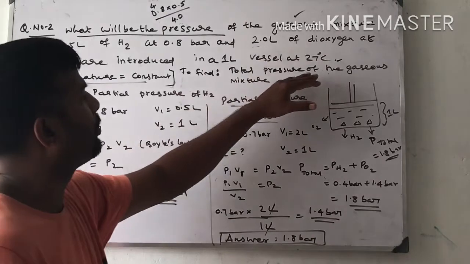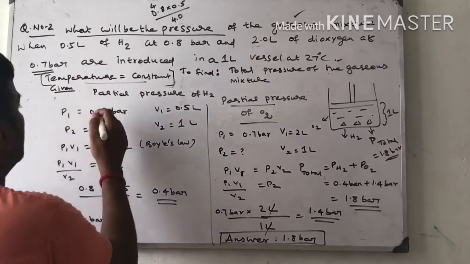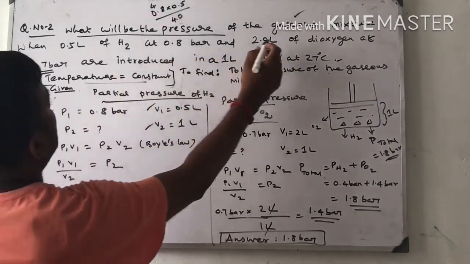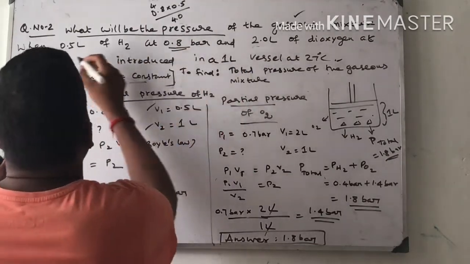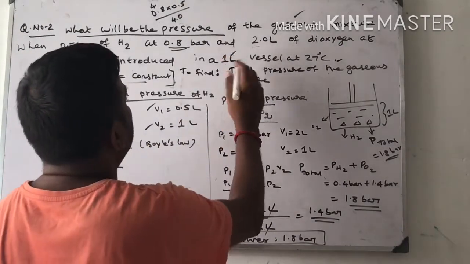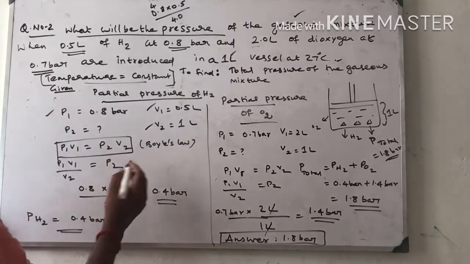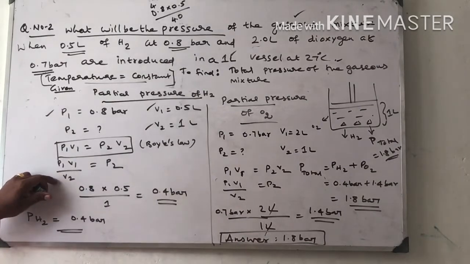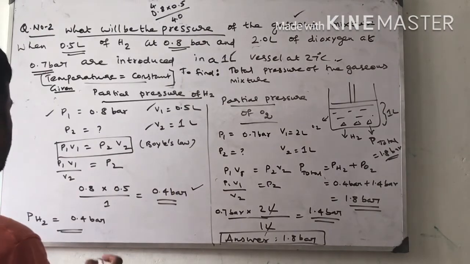To find the total pressure of the gaseous mixture, given the partial pressure of H2: P1 given, V1 given, V2 given. P1 is equal to 0.8 bar, V1 is equal to 0.5 liter, and P2 we don't know, V2 is equal to 1 liter. So we substitute and simplify. The formula is P1 V1 is equal to P2 V2, equal to a constant. So P2 is equal to P1 V1 by V2. Substituting the value, we get 0.4 bar as the answer.